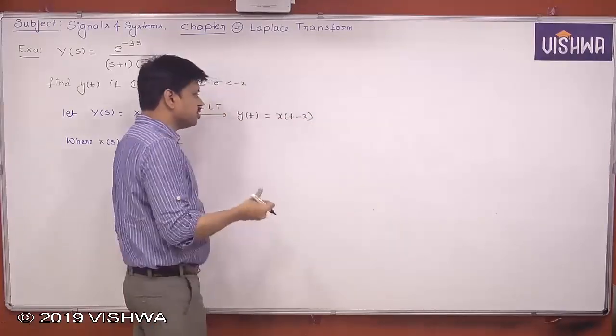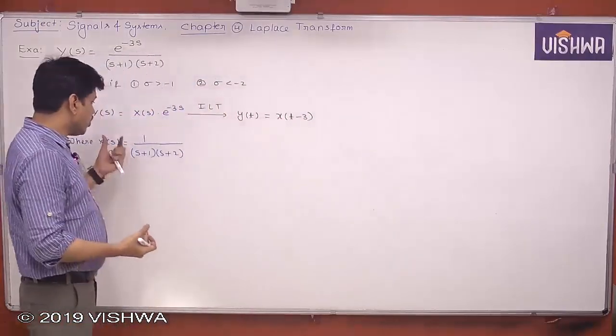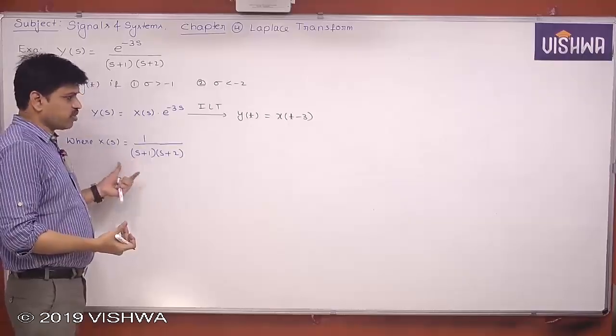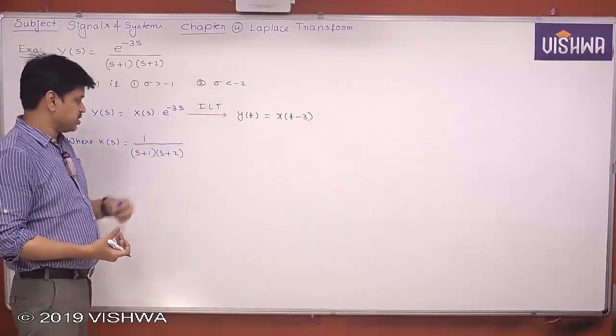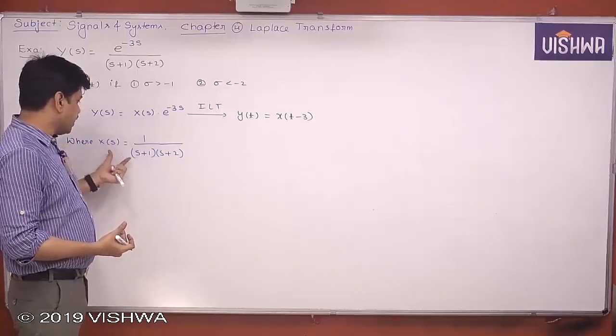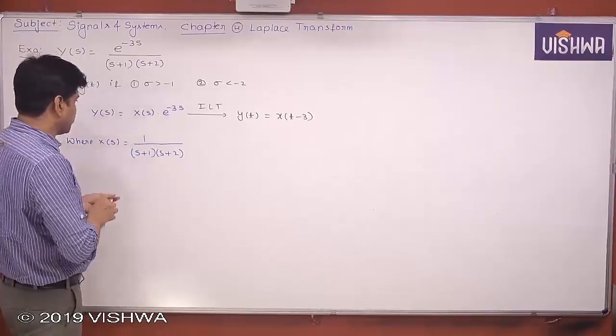So this is the relation between y of t and x of t. If I could find out what is x of t, from that we can calculate y of t by simply replacing t with t minus 3. So I am calculating x of t now. Let's see how we can do that.